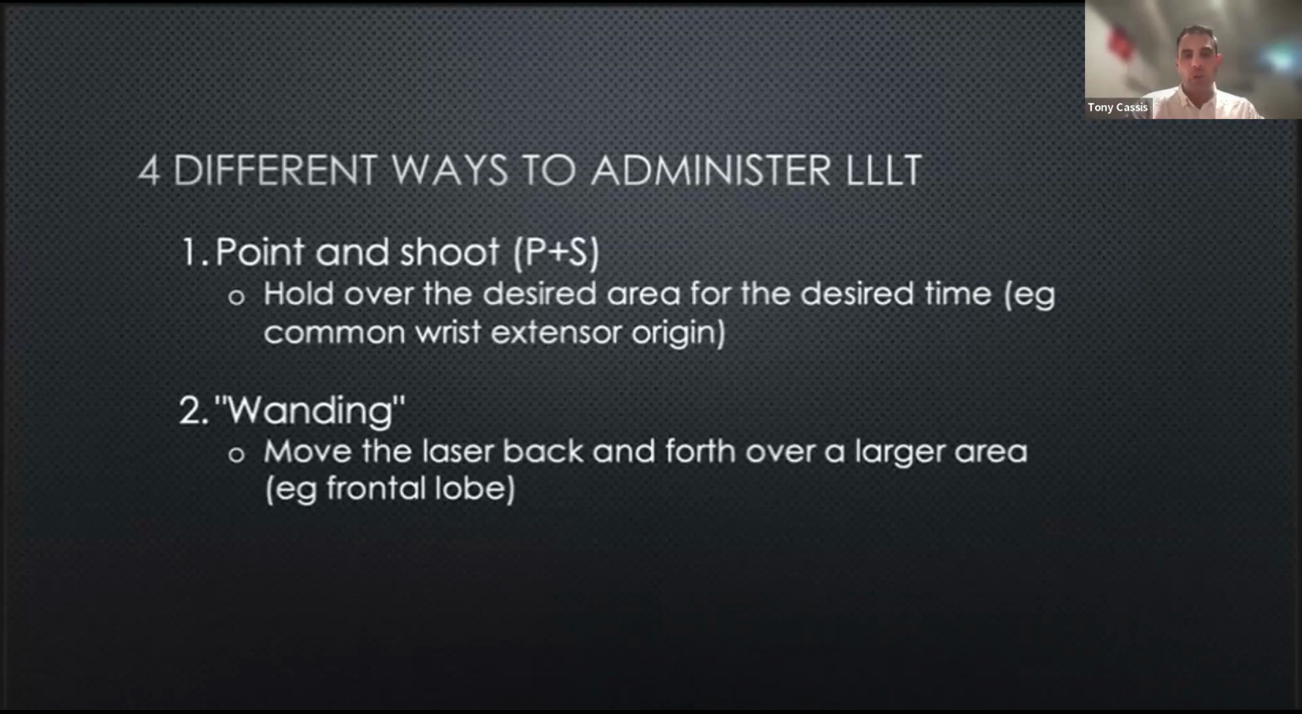Option number 2, you can do what they call wanding, where, okay, if you take a larger area, say you've got a tennis elbow or extensor tendinosis, you might work on the whole forearm, the whole common wrist extensor muscles, and just work on that, again, with or without some other degree of activation.